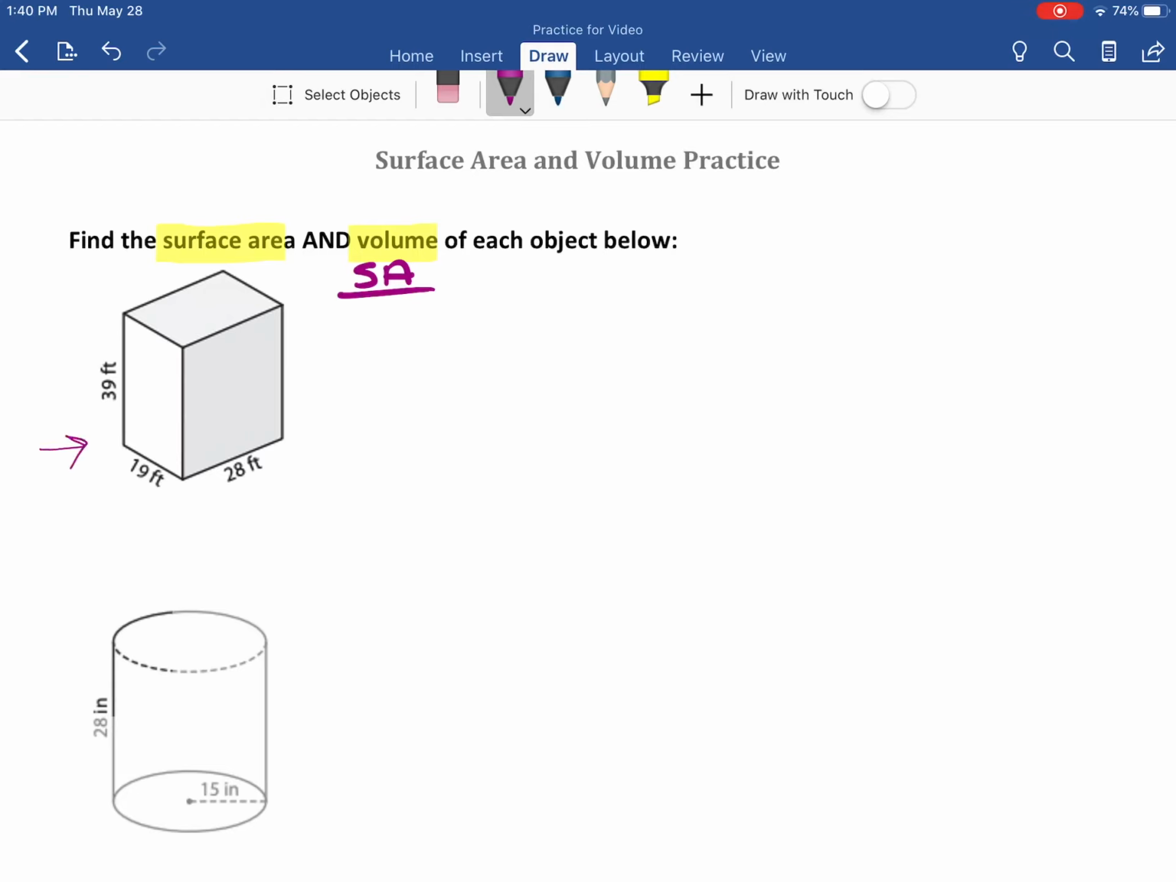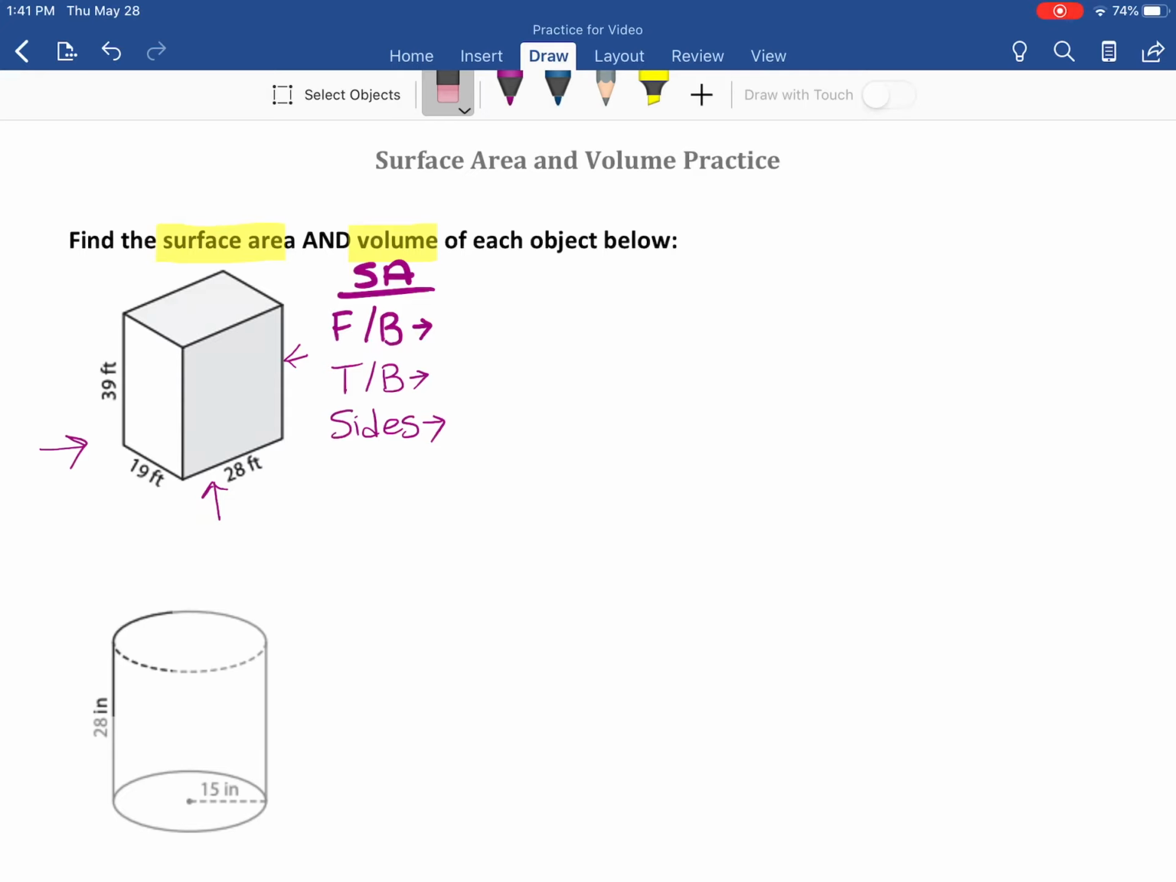Now, if you recall from class, we organized our work like this, FB, meaning front and back, because the front and the back are exactly the same size. And then we did top and bottom, because again, the top and the bottom are exactly the same size. And then we did the sides, because the right side and the left side are exactly the same size.